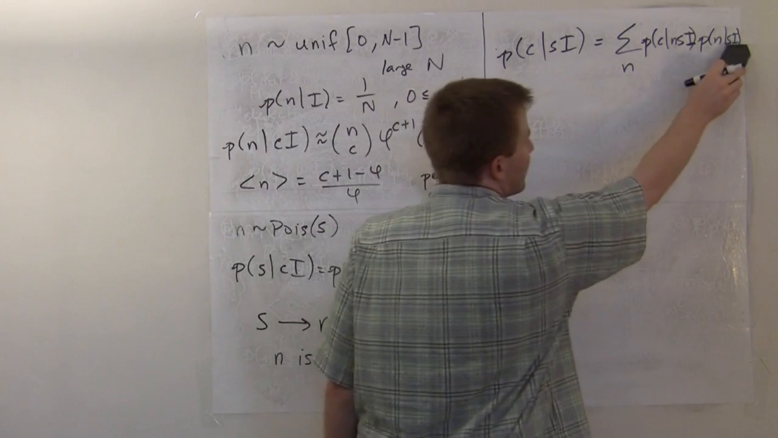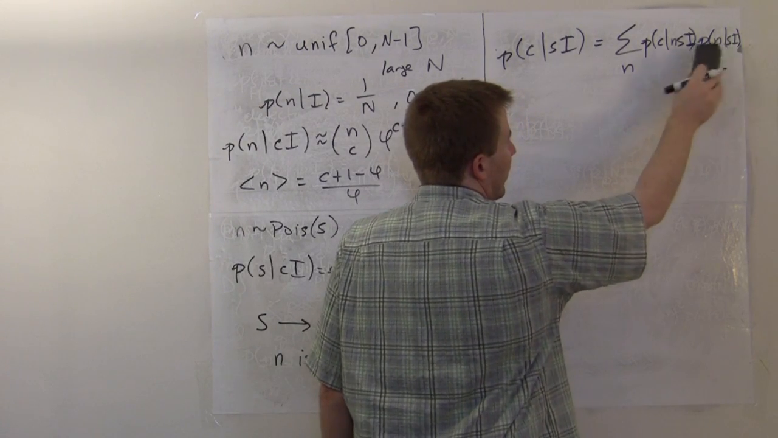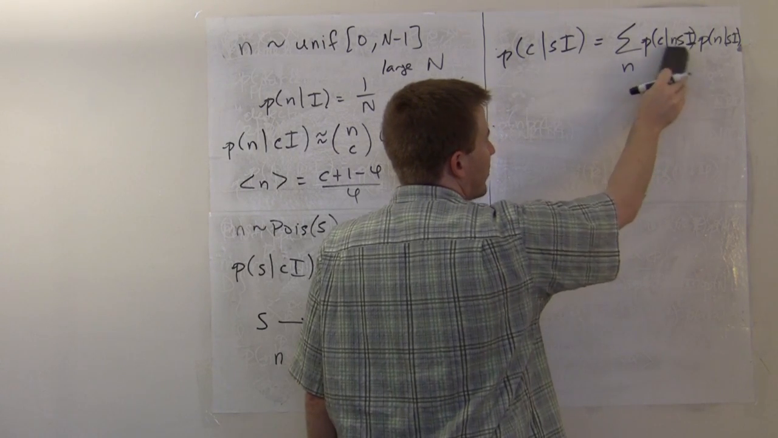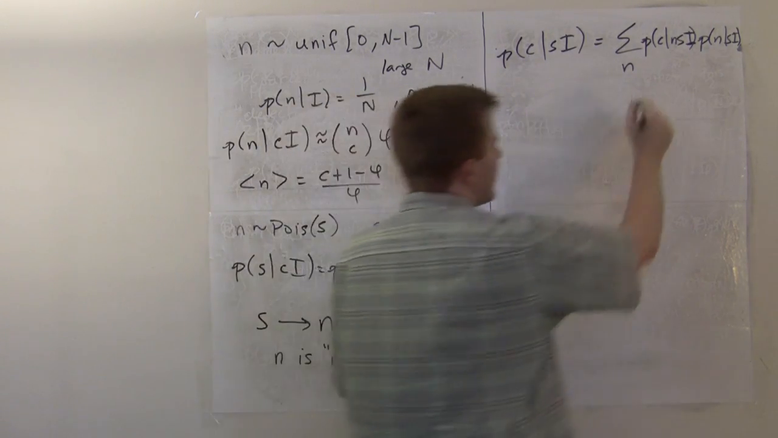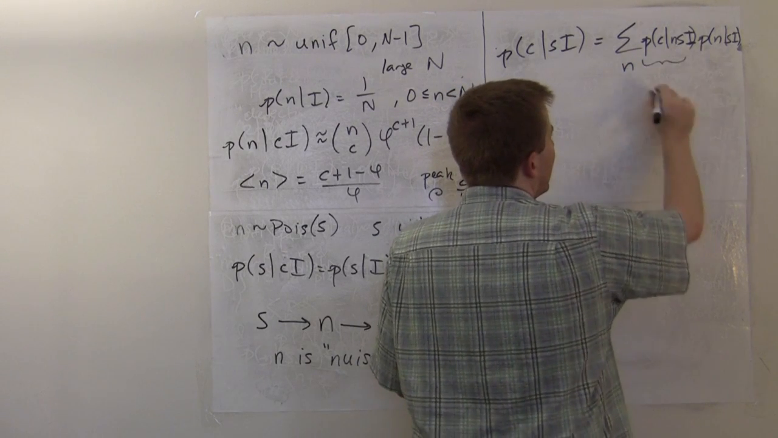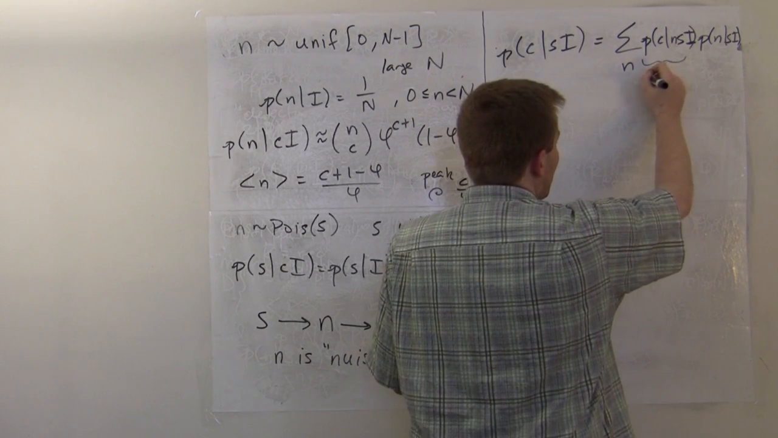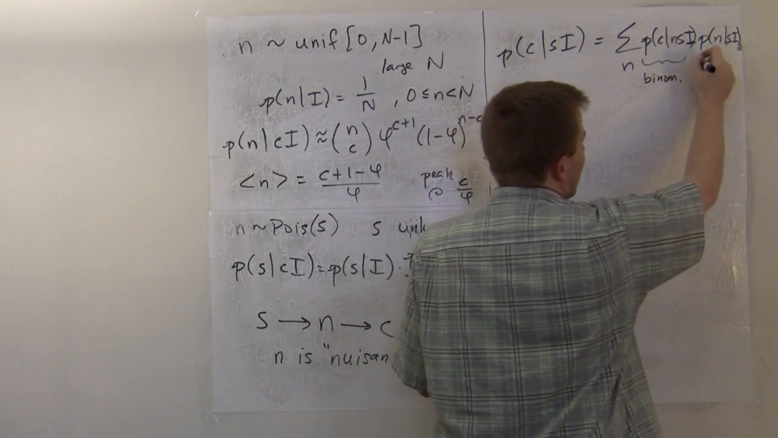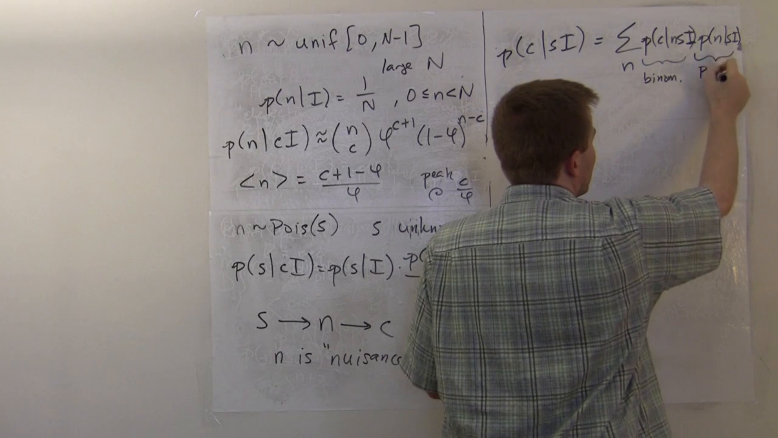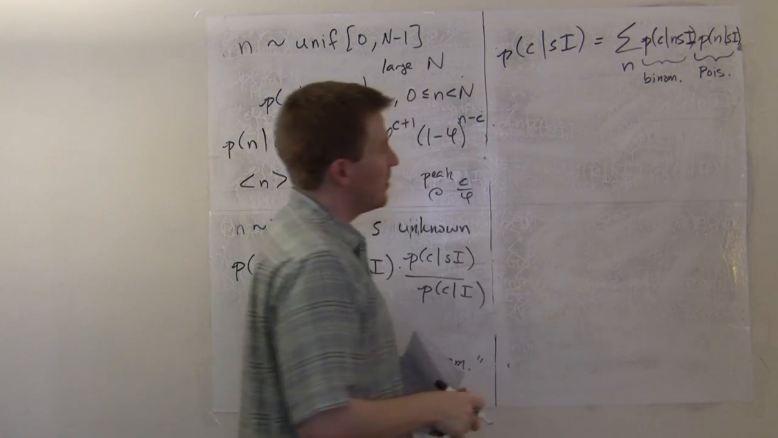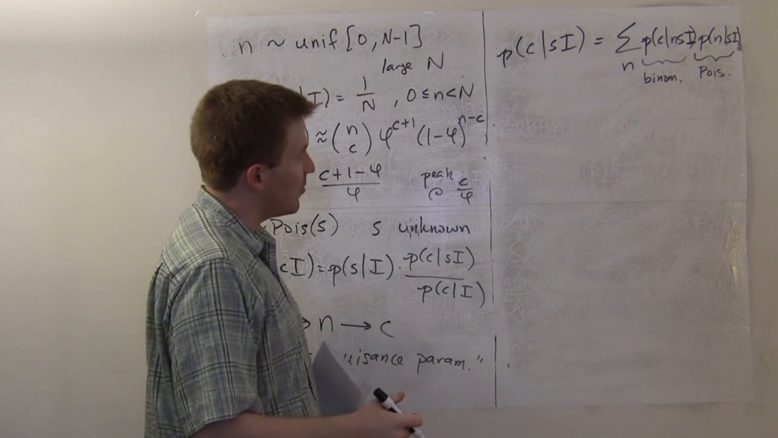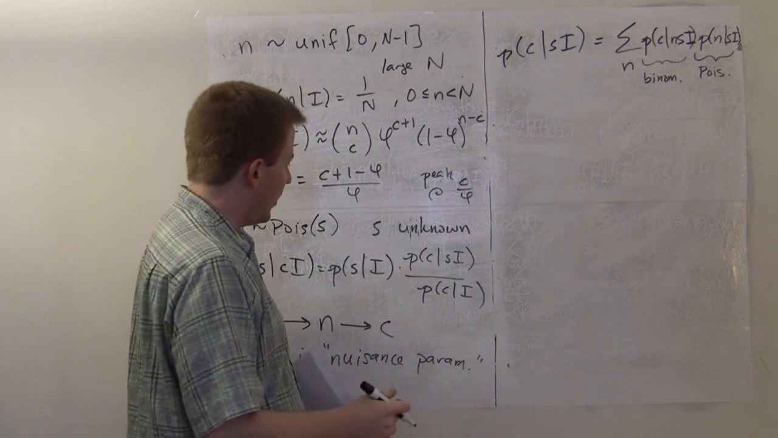So we go from s to n, any possible value of n, and then once we're given n and s, we go from there to a possible value of c. This thing we know is the binomial distribution. We saw that before. This thing again is Poisson. We made that assumption that given a source strength, the number in existence is a Poisson distribution. So we just take that sum.